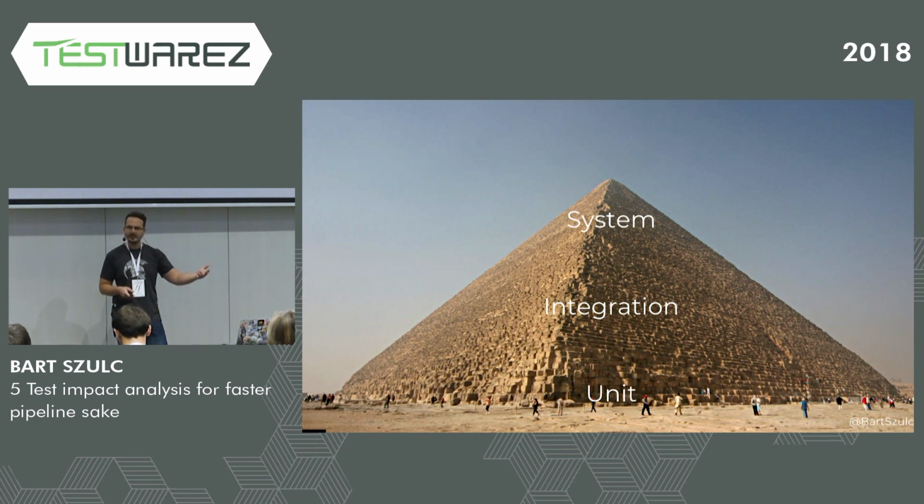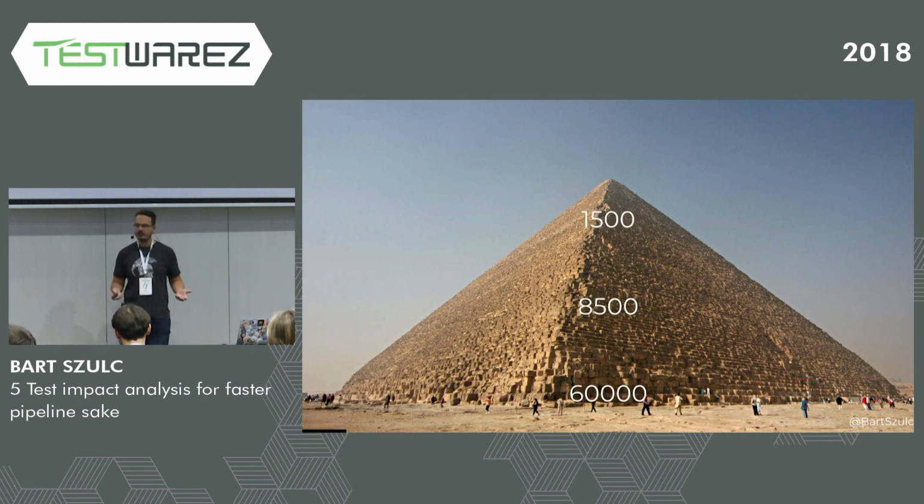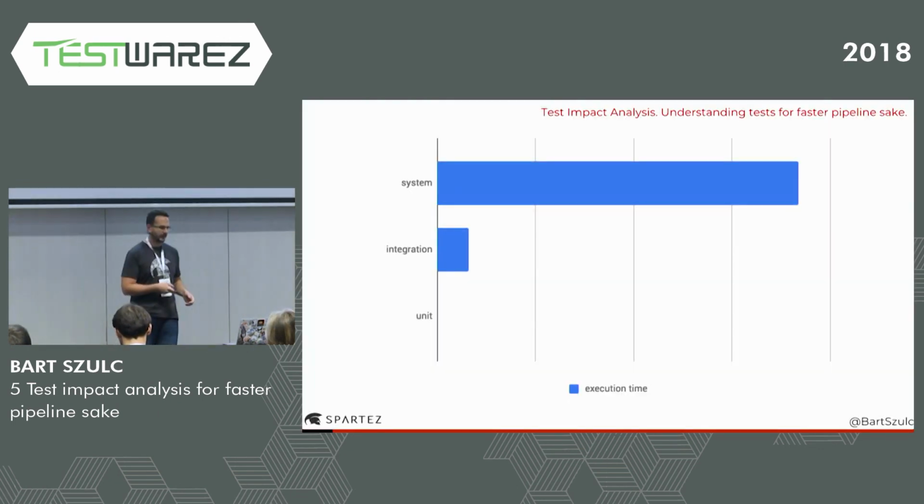We have three major types of automated tests in our code base. At the bottom we have unit tests, we have a layer of integration tests, and at the top we have system tests. And when it comes to numbers, you definitely see the pyramid, right? We have 60,000 unit tests, around 10,000 integration tests, and 1,500 system tests. So everything should work, everything should be just fine.